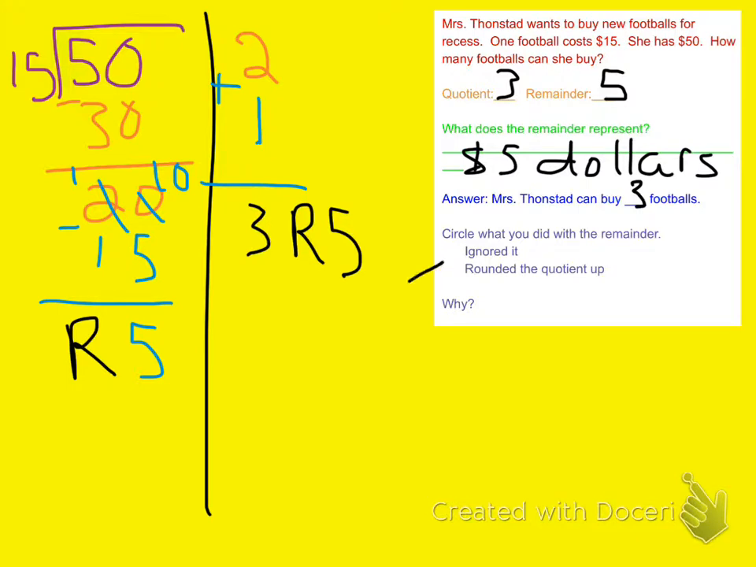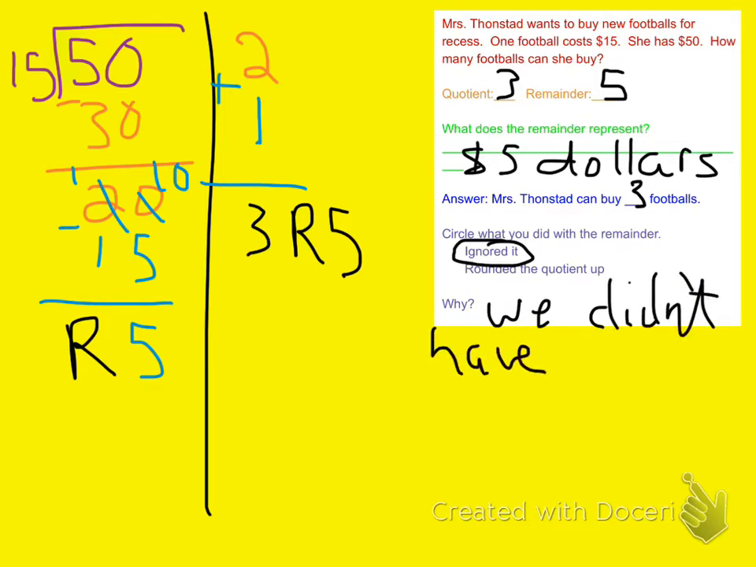The purple part down here, circle what you did with the remainder. Were we able to round the quotient up? No, because we didn't have enough money to buy another football. So we ignored the remainder. We ignored that extra $5. And why did we ignore it? Because we didn't have enough money to buy another football.